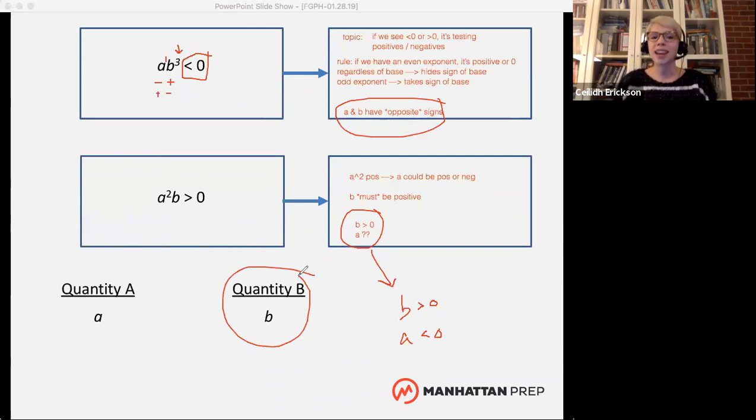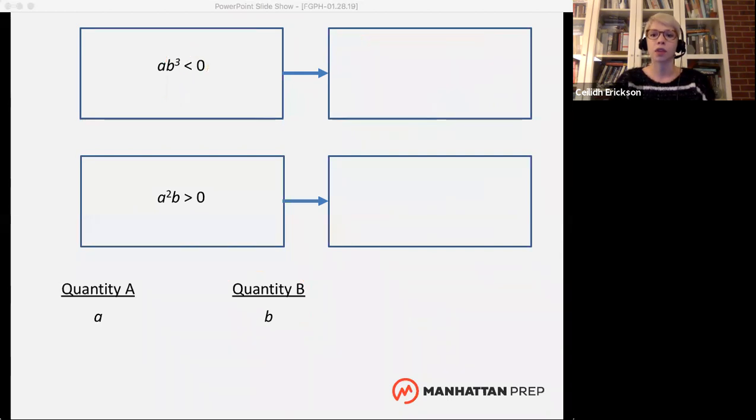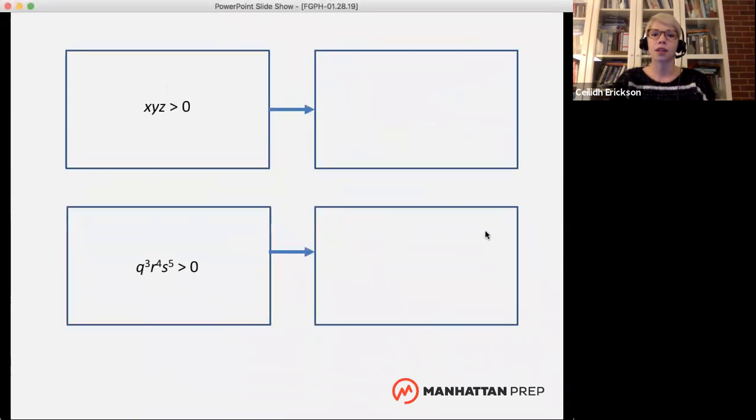So testing values wouldn't have been very time efficient here. Trying to combine these algebraically would not have been efficient here. Things can get very messy when you try to combine inequalities if you don't know your signs. Instead, we just want to translate the code. What is it telling us about positives and negatives? So I'm going to let you guys practice a little bit with that. Take a stab at these two.